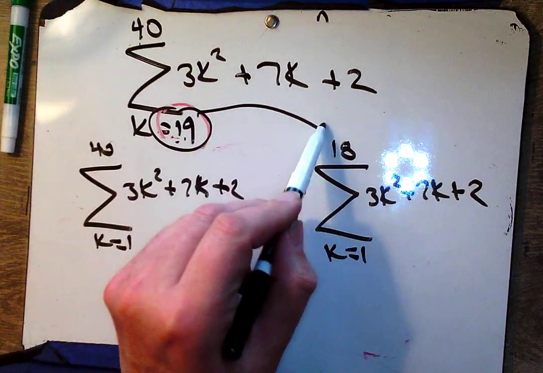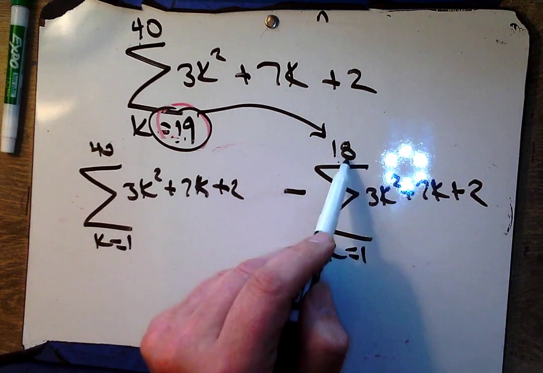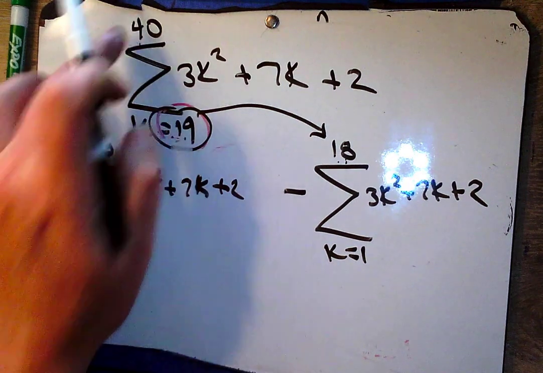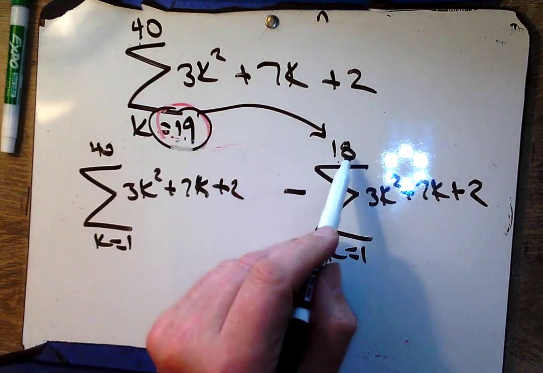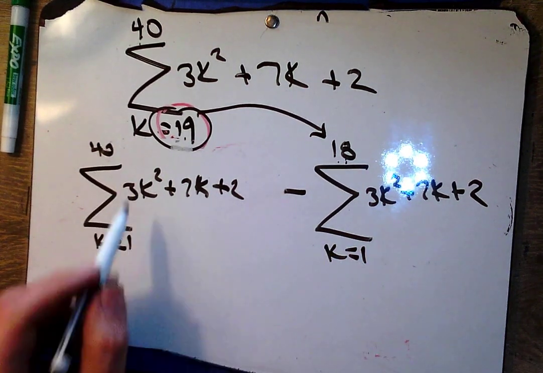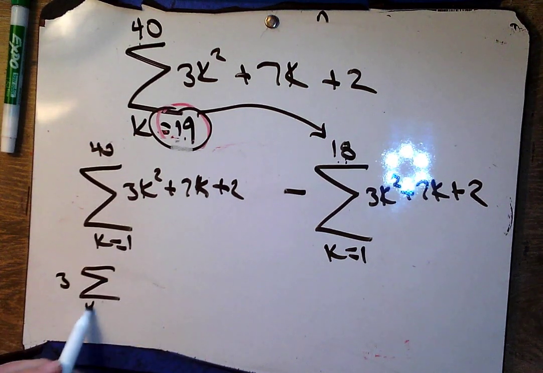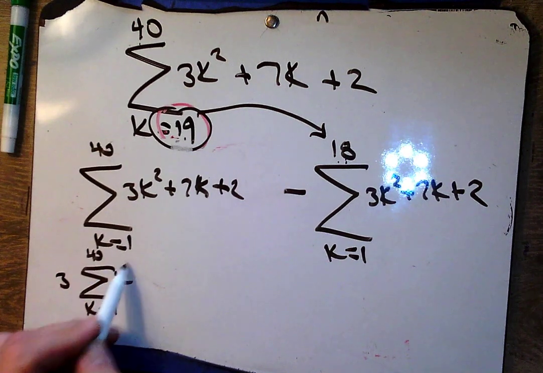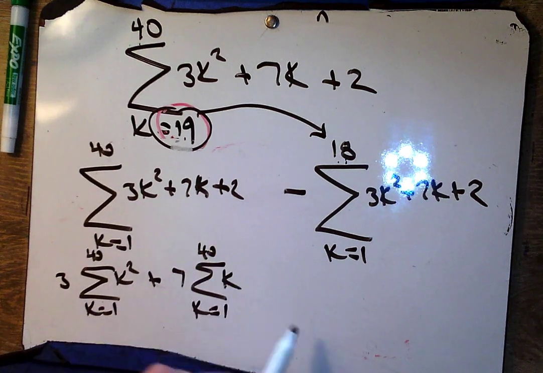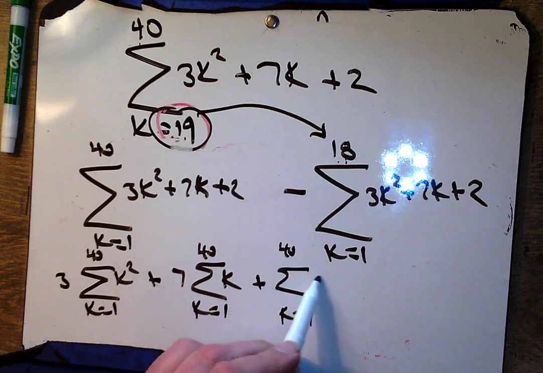And this is always 1 more than that. This has got to be 1 less than that. If I made this 19, I'd be counting off the first 19 of them. I need 19 through 40 here. So I don't put 19 here, I put 18 here. Okay? And then how do we do this? Well, this is the same as 3 sigma k equals 1 to 40 k squared plus 7 sigma k equals 1 to 40 of k plus k equals 1 to 40 of 2.